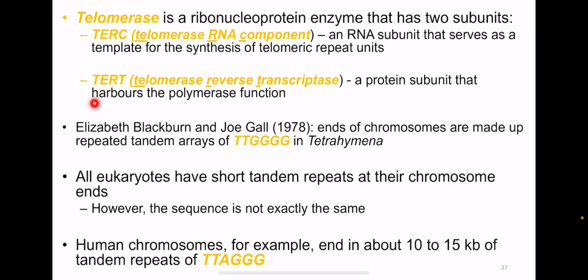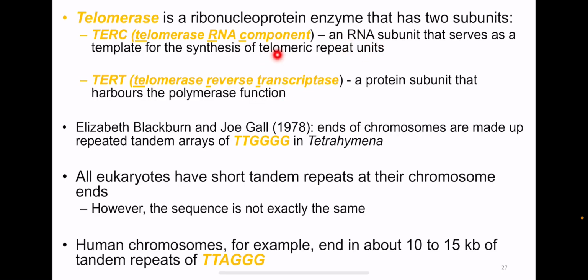The second subunit is a protein subunit, a polymerase. Let me call it the transcriptase, but it's a polymerase. If you hear reverse transcriptase, mostly we synthesize RNA from DNA, but in this case you are going to synthesize DNA from RNA. Any enzyme catalyzing this kind of reaction is called a reverse transcriptase. So TERT, the telomerase reverse transcriptase, is a protein subunit that harbors the polymerase function. Realize you are going to synthesize a DNA from RNA.